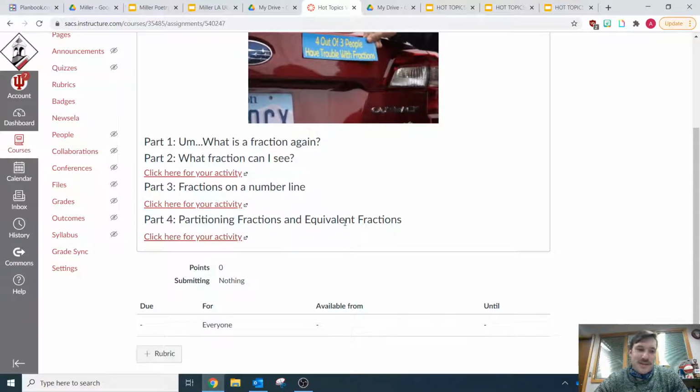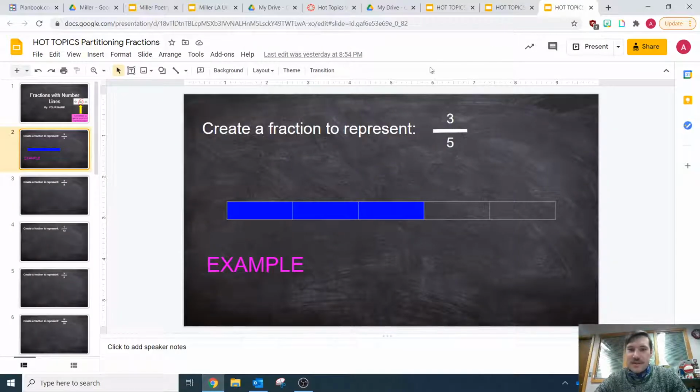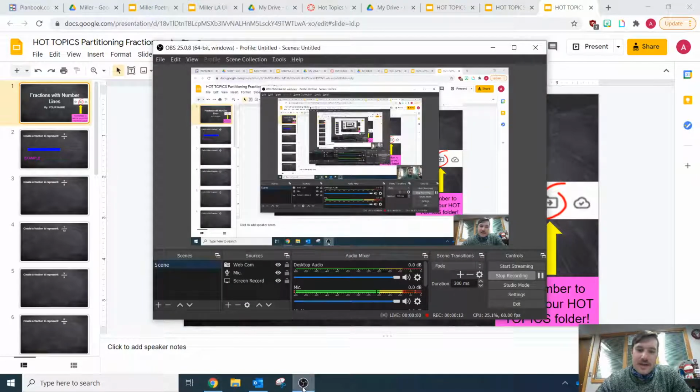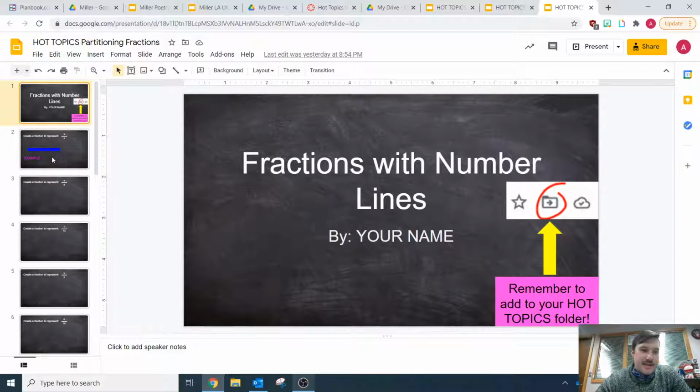Hey mathematicians, you're here. It's part 4, partitioning fractions and equivalent fractions. Make sure you are putting this in your Hot Topics folder. That's going to be essential, and you are going to go ahead and get started.